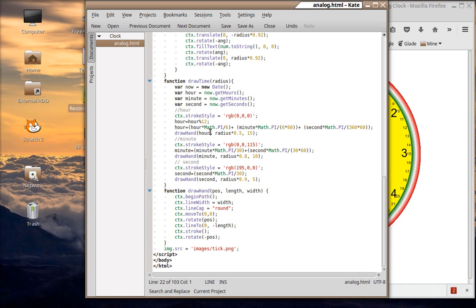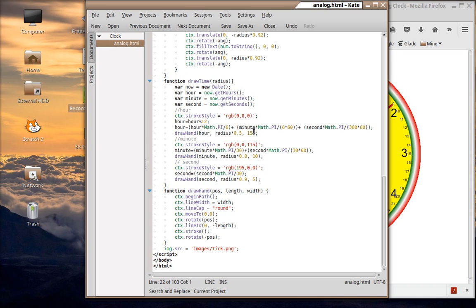Now there are three parameters that are passed across, three values that are passed down to where the drawing actually takes place. So hour, radius and 15. The hour is the value of the hour, the radius times 0.5, 0.8 and 0.9. So that's a fairly short hand. That one's a bit longer, and that one's the longest of the lot. And these are the widths.